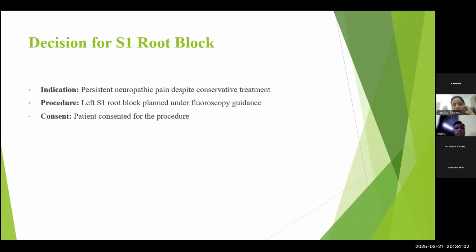So the decision was taken to give the S1 root block in this patient because the patient had persistent neuropathic pain despite conservative treatment, and a left S1 root block was planned under fluoroscopic guidance. Written informed consent was taken, and the patient was explained about the procedure.